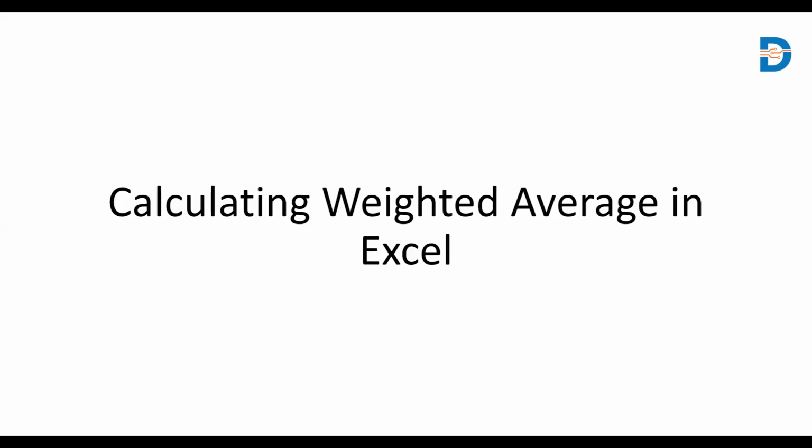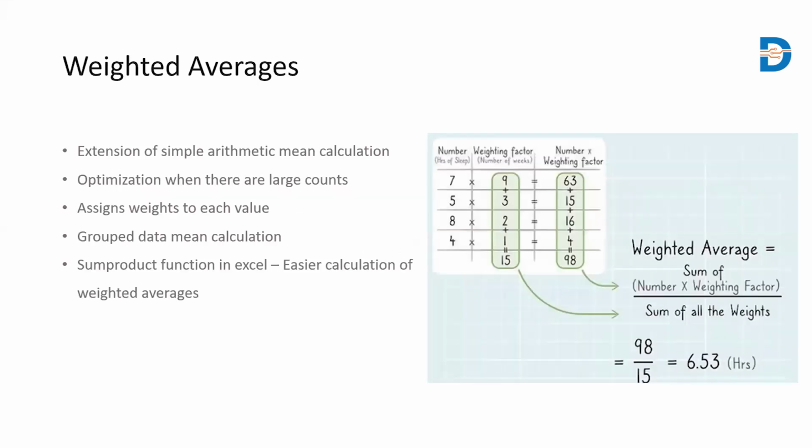Everyone. Today let us talk about calculating weighted average in Excel. So all this while we have been doing only simple mean calculations, right? When we have a certain set of values, we just add them up, divide by the total count of values, and then we calculate the arithmetic mean.